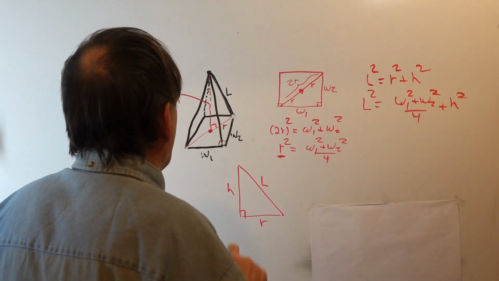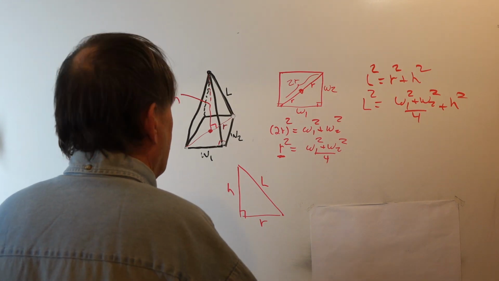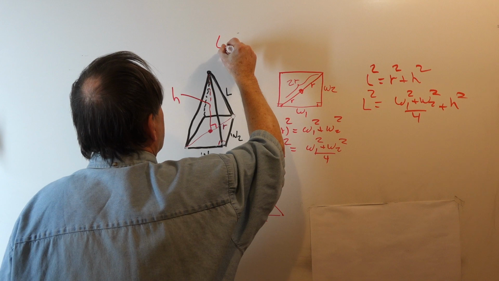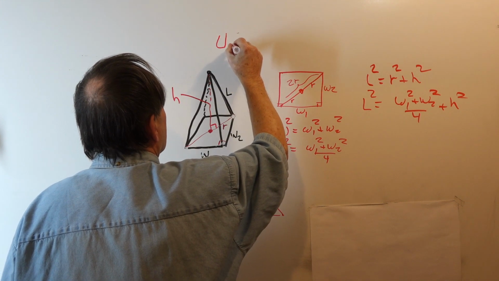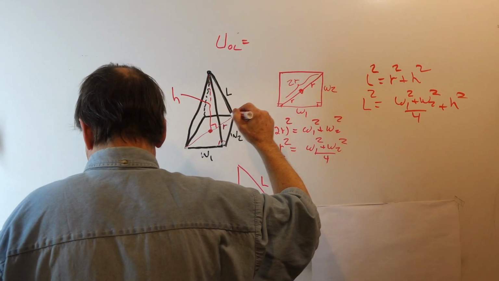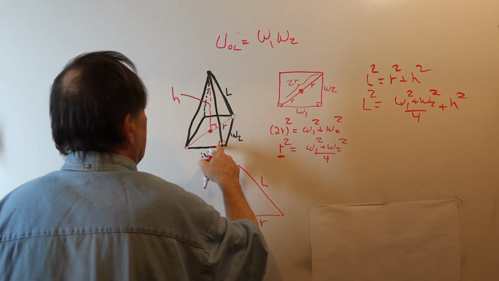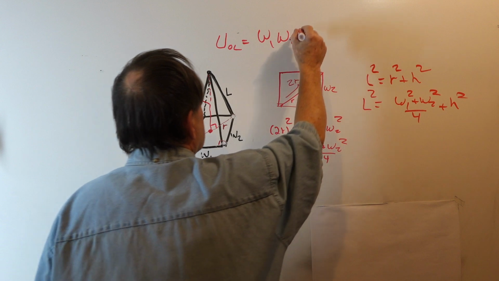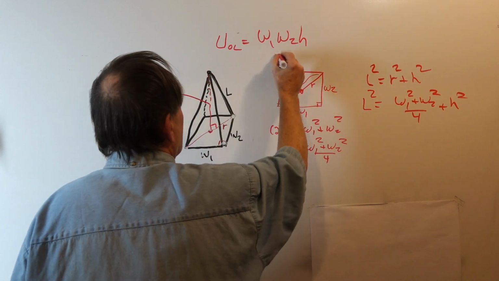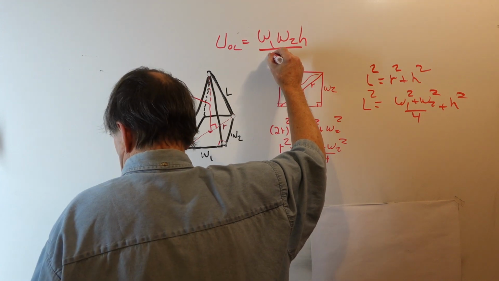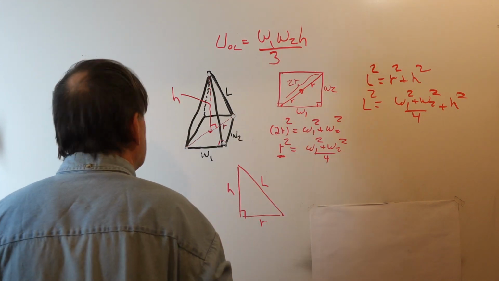Now, we can get the volume of the pyramid. The volume of a right pyramid like this is the product of the base lengths of the two sides times the height of the pyramid, that is from the center of the base up to the apex, divided by 3.